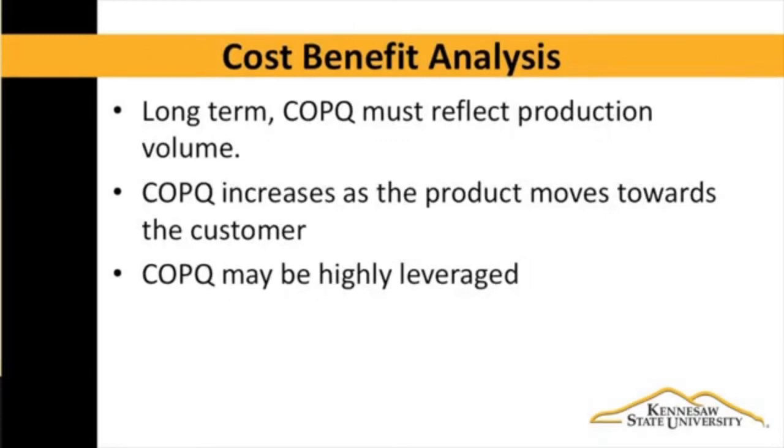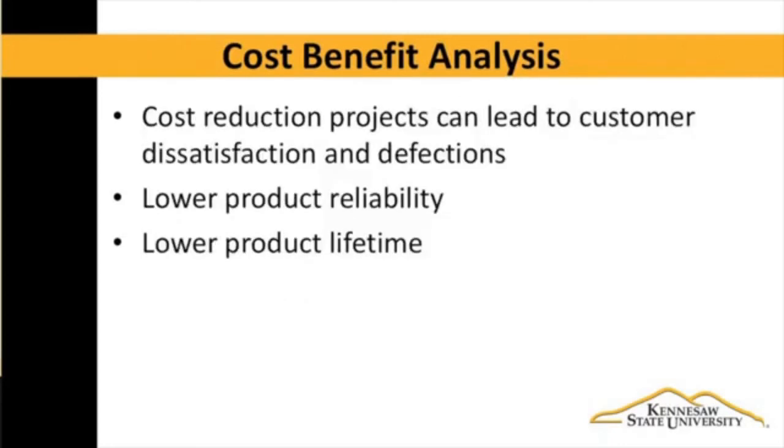Cost of poor quality drastically increases as the product progressively moves toward the customer. Cost of poor quality in one operation may be highly leveraged in another operation. In other words, a reduction in cost of poor quality in one operation could lead to an increase somewhere else. Cost reduction projects frequently result in customer dissatisfaction and defections. As pointed out before, these costs are just shifted elsewhere.